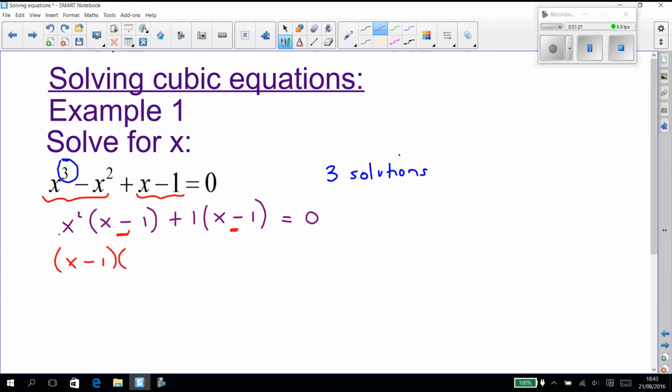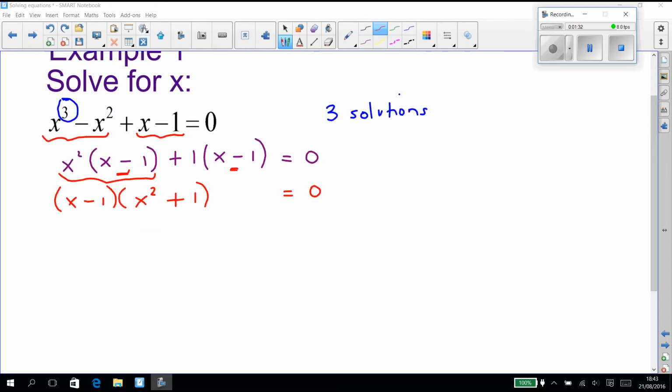And if I divide the first term by x minus 1, I have x squared. And if I divide the next term by x minus 1, I have x squared plus 1, and that equals 0. Now I have two factors whose product equals 0. So I know that either one of these factors has to have a value of 0. So either x minus 1 will equal 0, or x squared plus 1 must equal 0.